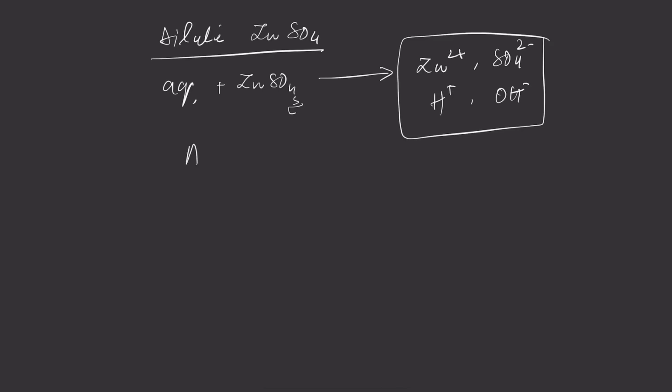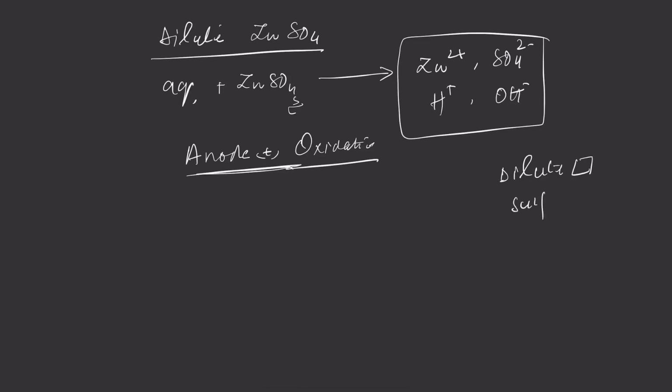First of all, I am going to write the equation at anode. I think it is wise to write the equation of anode first. You know, oxidation always occurs at anode. Who is going to be the winner? Come towards our checklist. Checklist: dilute, sulfate and nitrate.